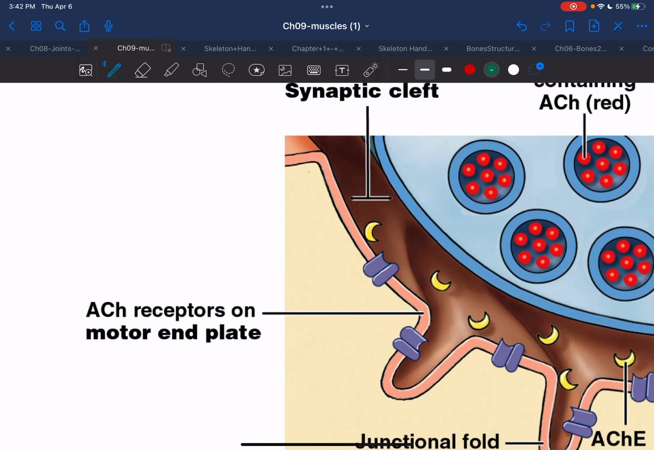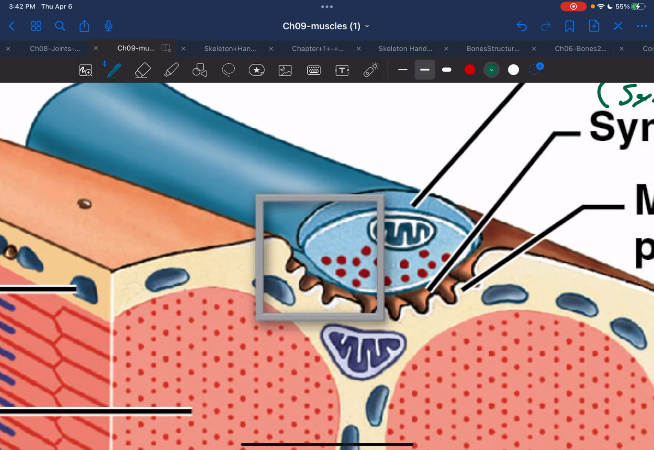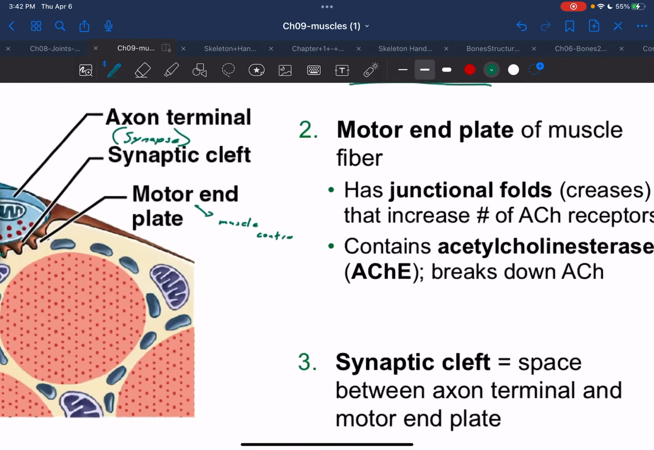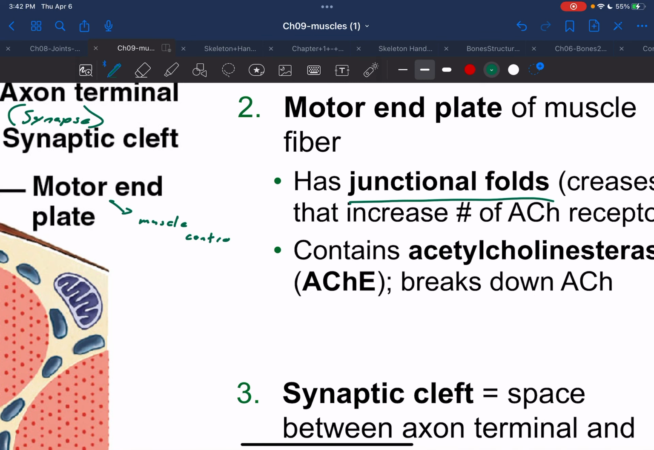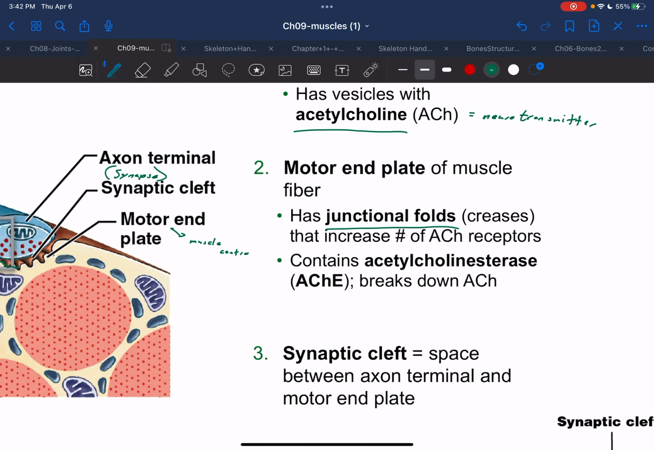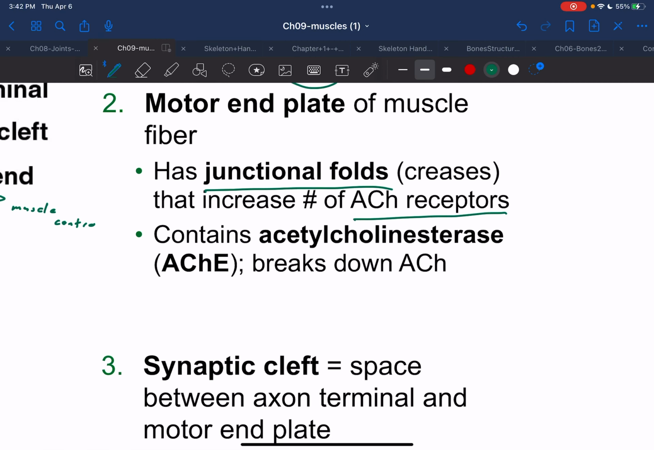has these folds, because if you compare it to this one, you can see that the sarcolemma is very smooth here, and then you can see that there are these folds the second this begins to interact with it. So those are referred to as junctional folds. And what they have is acetylcholine receptors. And I'm just going to say ACH for short, which stands for acetylcholine. So you can see you have receptors that are receptive to acetylcholine. They bind to it.